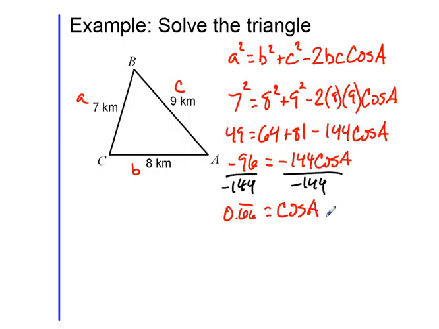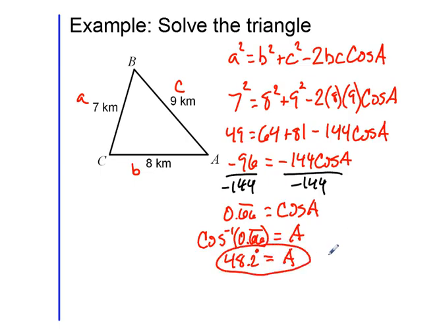Using what's already in my calculator, I'm going to inverse cosine that decimal to get my angle A. I end up with 48.2 degrees. So there is my first angle. I can add that to my picture too to keep track of which pieces I have found.